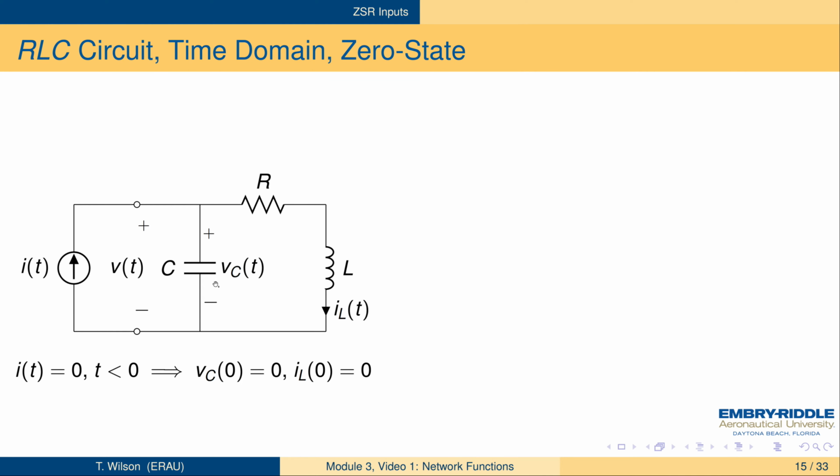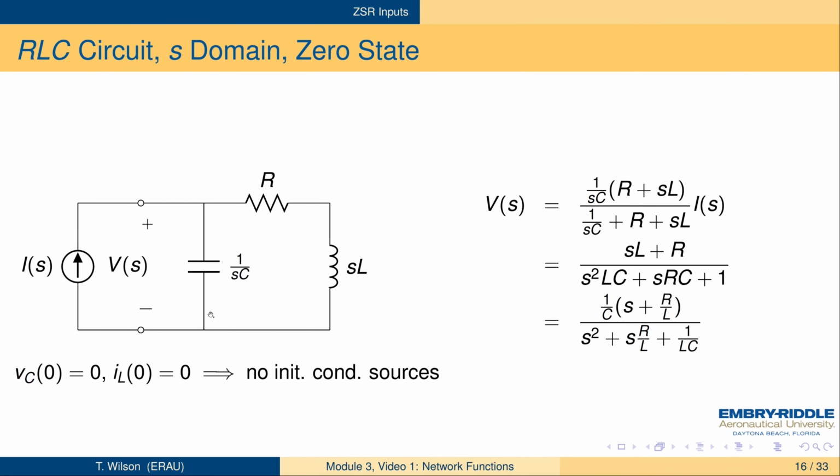For the RLC circuit we looked at earlier, again, the current over here is 0 for t less than 0, so there's not going to be any charge on the capacitor. There's not going to be any current through the inductor at t equals 0. So the initial condition sources, the voltage source in series with the impedance and the current source in parallel with the impedance, go away. They're not there, and we're left with simply finding the impedance of the network looking in.